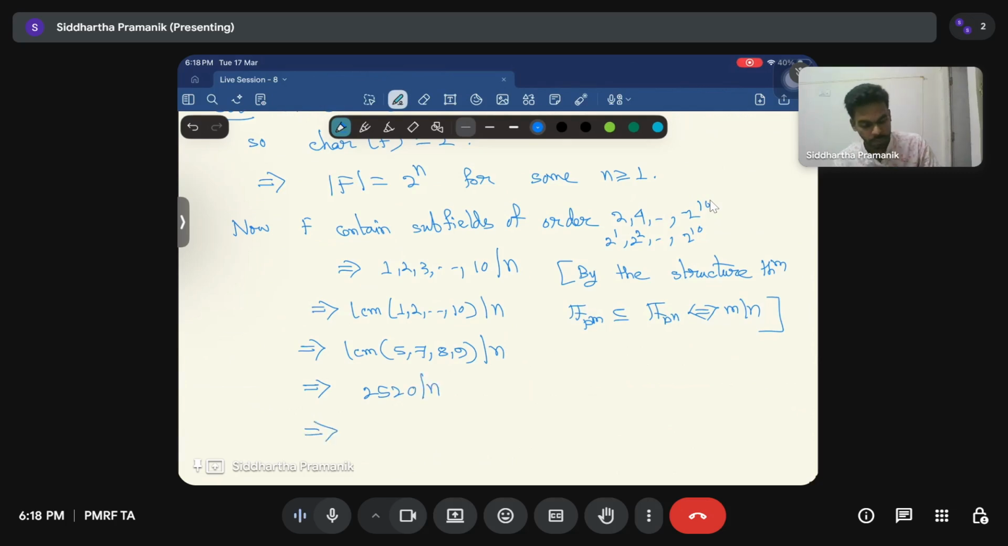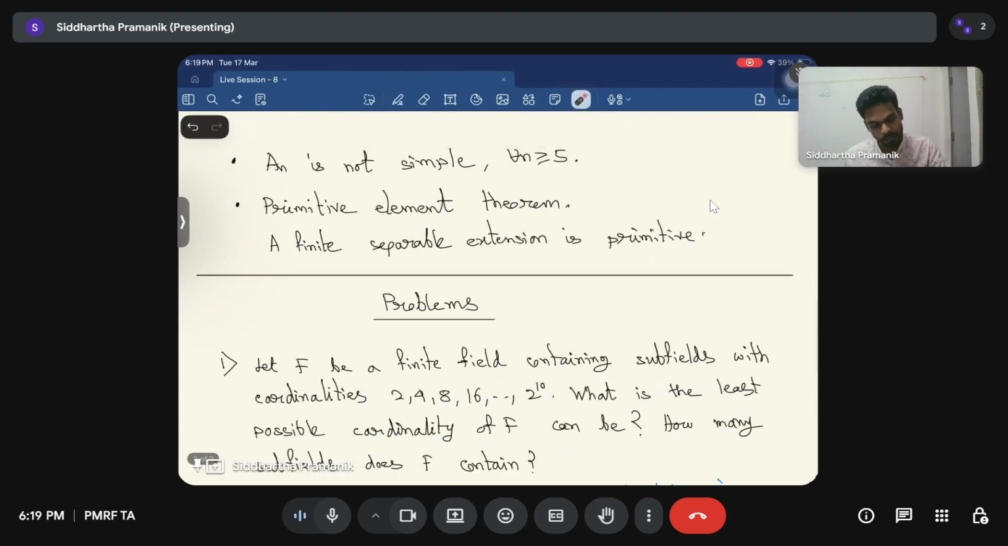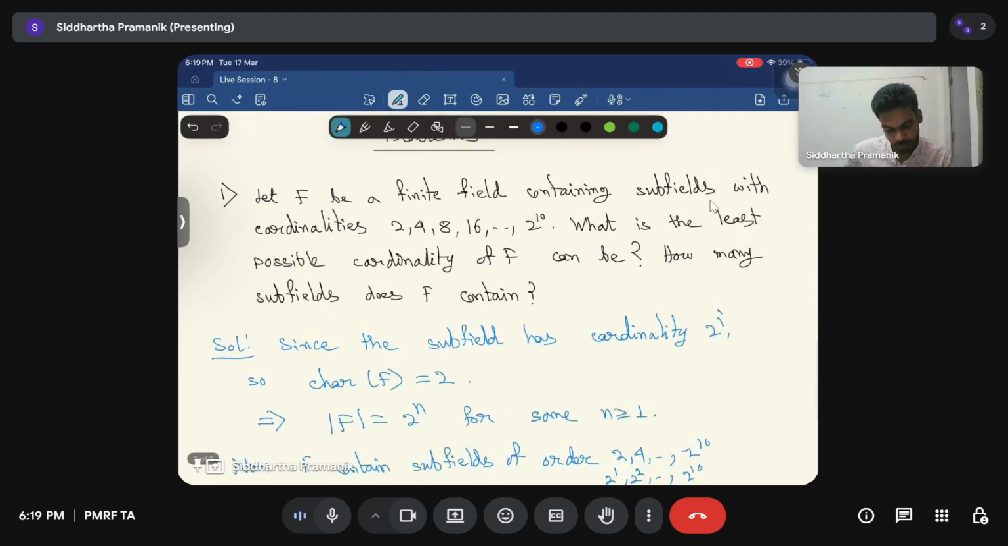So we want to take the smallest possible n. So n has to be 2520, since we want the least possible n. So this will imply the cardinality of F is 2 power 2520. So this is the least possible cardinality of F which contains fields of these cardinalities. So this completes the first part.